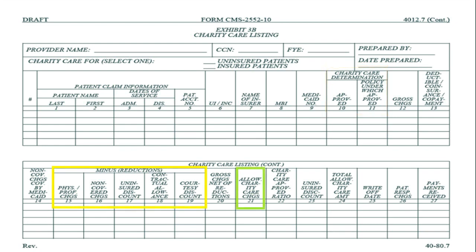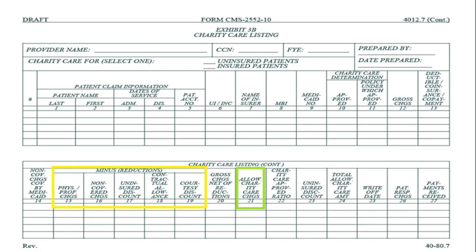So while the first 11 columns could be a little confusing in certain situations, it actually gets a lot trickier with some of the remaining columns. Skipping ahead to column 14, non-covered charges has a different criteria on whether you are looking at uninsured or insured accounts. And then you head into the reduction section of the new template that includes pro-fee charges, non-covered charges, uninsured discounts, contractual allowances, and courtesy discounts.